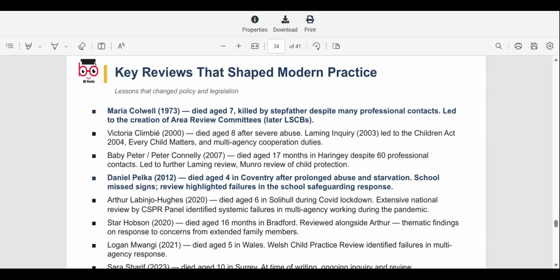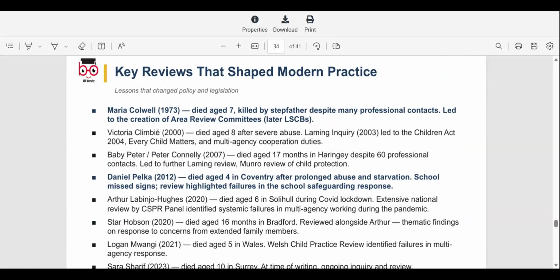Key reviews that shaped modern practice. We had the Maria Colwell case, who died at age 7, killed by her stepfather after being returned to her biological mother. The inquiry exposed critical communication breakdowns between the housing department, social services, school, and the police. Victoria Climbié, as we've been through, died at age 8 of severe abuse. Baby P, another one, Peter Connelly. Again, he was subject to abuse and died at 17 months.